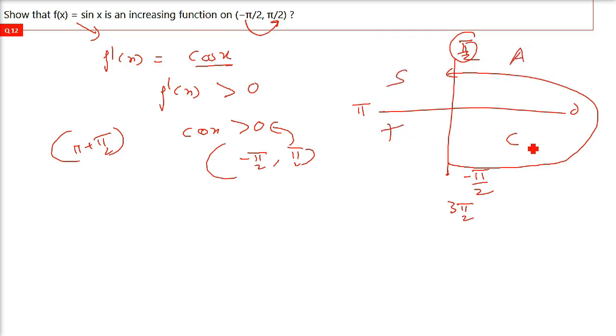So, add sugar to coffee. Where do you see the cos is positive? In the first quadrant and in the fourth quadrant. And negative pi by 2 to pi by 2 is also talking about the first quadrant and fourth quadrant. That is why this cos is always greater than 0. That is, it is an increasing function.